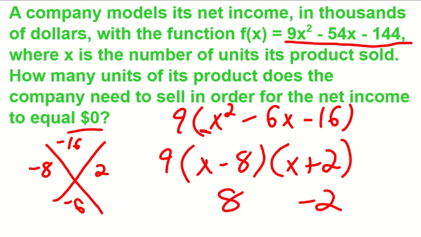So what's the answer? 8, yeah. It's saying how many units of its product does a company need to sell? Y'all, they ain't going to sell negative 2, right? So you got to sell 8 to have their income equal to 0. Any questions on that one?